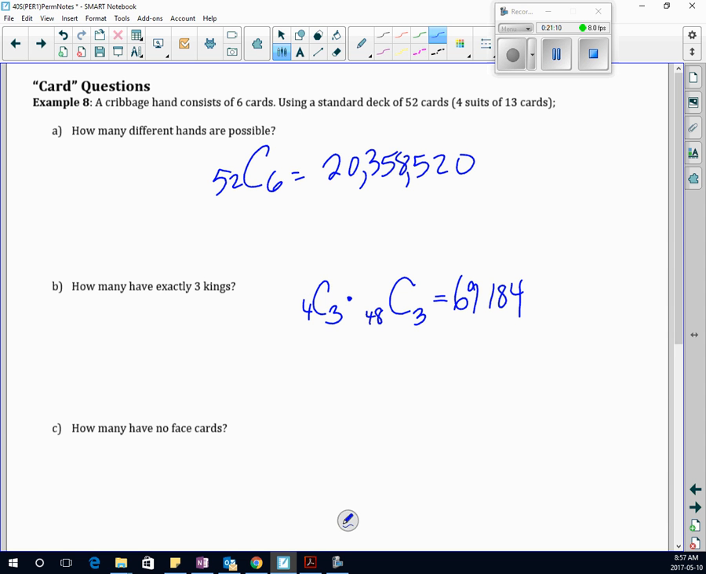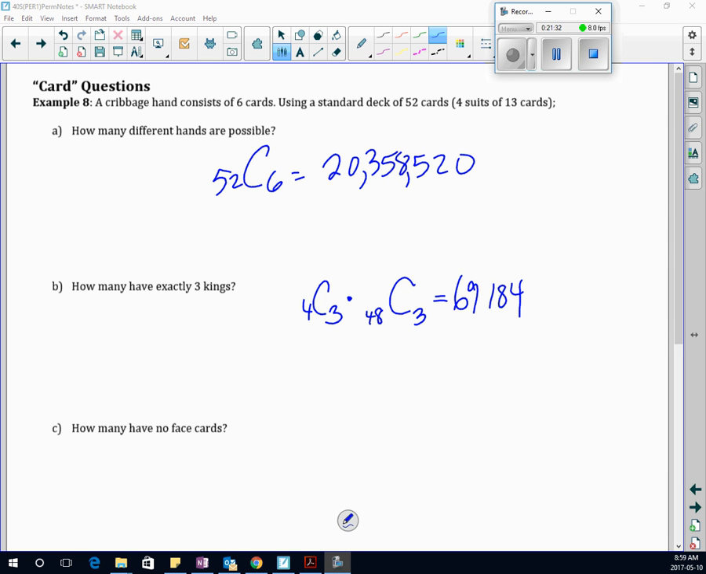So back before the curriculum change, they used to have probability as part of this as well. And so then they would change it into what is the probability of getting exactly 3 kings in a cribbage hand. So then it would just be this over this, right? So like B over A.